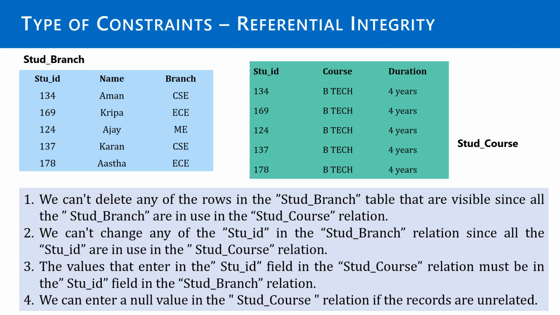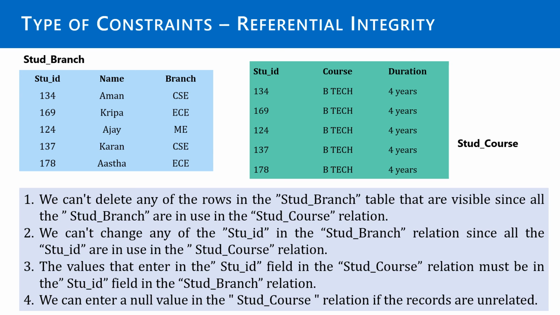The second rule is we cannot change any of the student IDs in the student branch relation since all the student IDs are in use in the student course relation. The first rule is we cannot delete any of the rows from the parent table. The second rule states that we cannot update the values in the parent table because they are used by the related table. The third rule states that the values entered in the student ID field of the student course relation must be in the student ID field of the student branch relation.